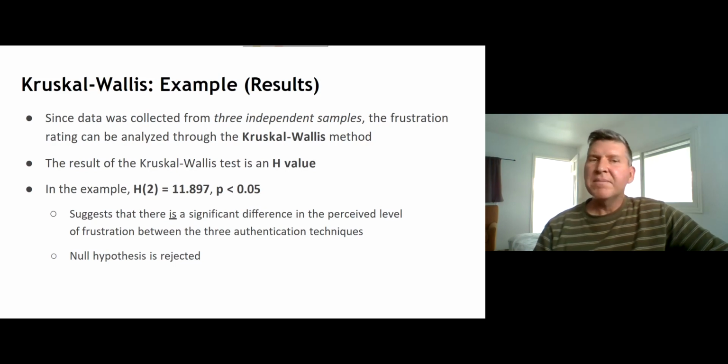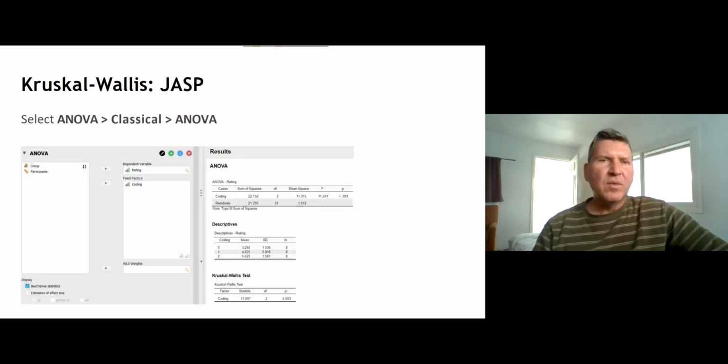So we can make the conclusion that there is a significant difference in the perceived level of frustration between the 3 authentication techniques, and therefore we would reject our null hypothesis. So if we wanted to use this within JASP, we would go to ANOVA, classical, and then we would choose ANOVA. And you can see the results over to the right.